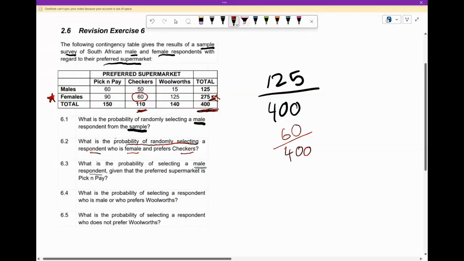Okay, and we didn't even bother to calculate. Sorry. Let's do that. It's 15%. Which one is 15? Sorry, 60 over 400. Okay, so this one is 15%.